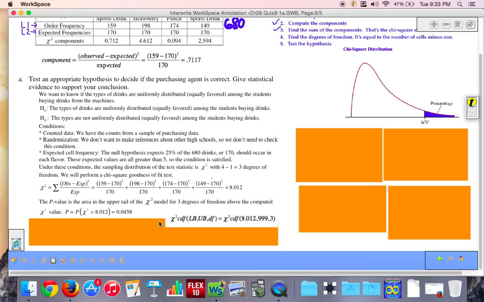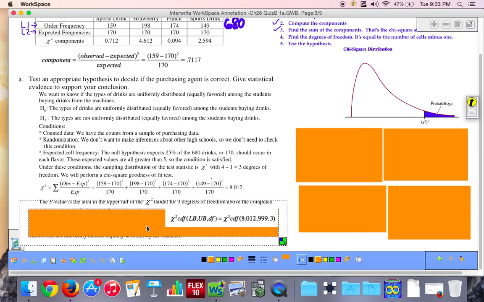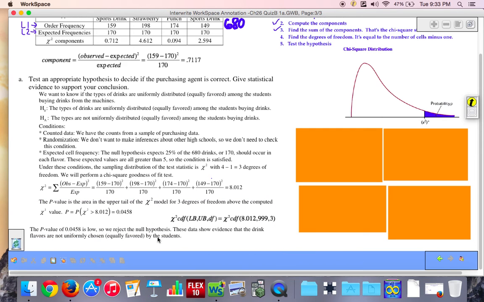Okay, so the p-value of 0.0458 is low. We're going to reject the null hypotheses, and we're going to say these data show evidence that the drink flavors are not uniformly chosen or equally favored by the students. So again, the p-value of 0.0458 is low, so we reject the null hypotheses. And these data show evidence that the drink flavors are not uniformly chosen or equally favored by the students.